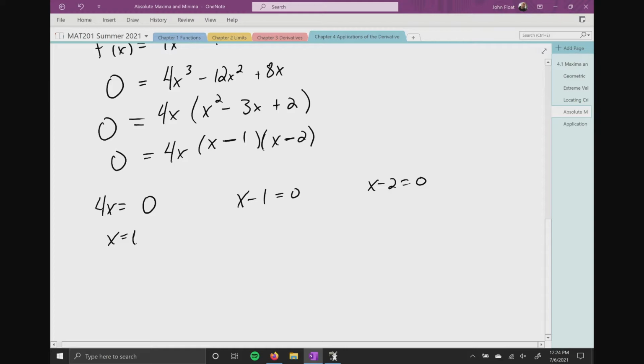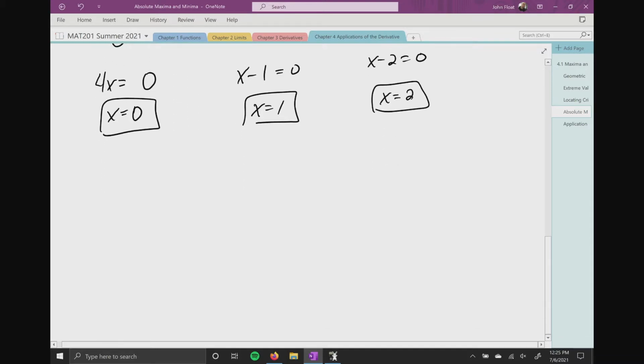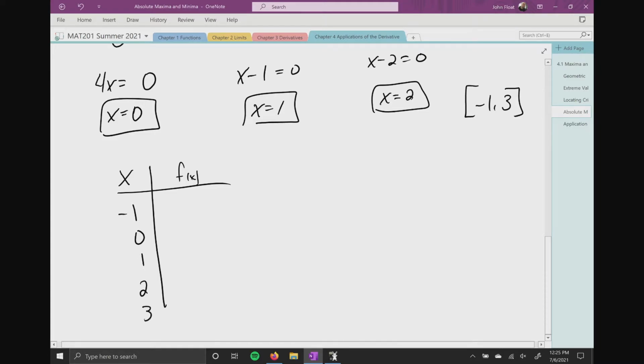From here, I set each factor that contains a variable equal to 0, and I solve. For the first factor, x equals 0. For the second factor, x equals 1. For the third factor, x equals 2. And these are my critical values. I also have an interval, so let's go ahead and create our table. Just so you remember, our interval was from -1 to 3. So I'm going to put this all in order: -1, 0, 1, 2, and 3.